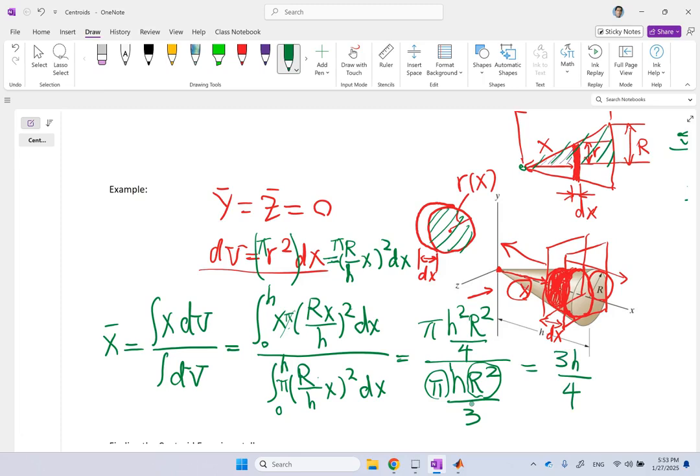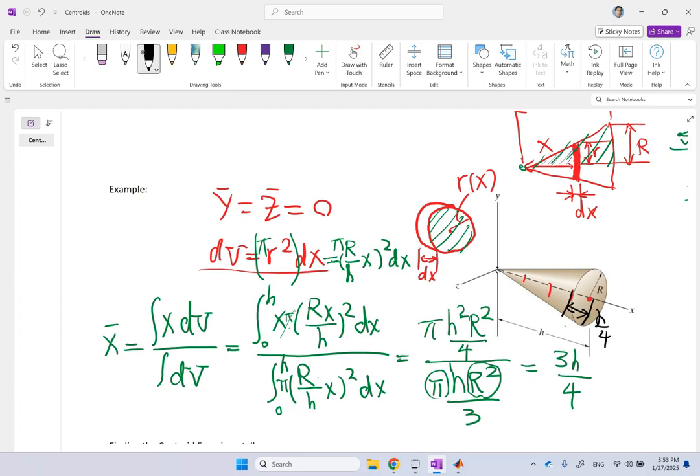And this is where the centroid is, 3h over 4. Now, where is that? If I clean this up and look at it, if this is h, break it into 4 equal parts. It's 3/4 from the end, 1/4 from the base. So from here to here is only h over 4, not h over 3, it's h over 4. This is where the centroid is.